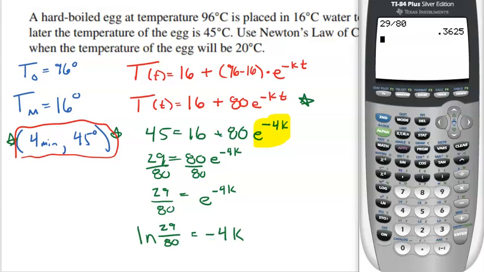All right, now, again, I could go to my calculator to figure out what the natural log of 29 divided by 80 is.